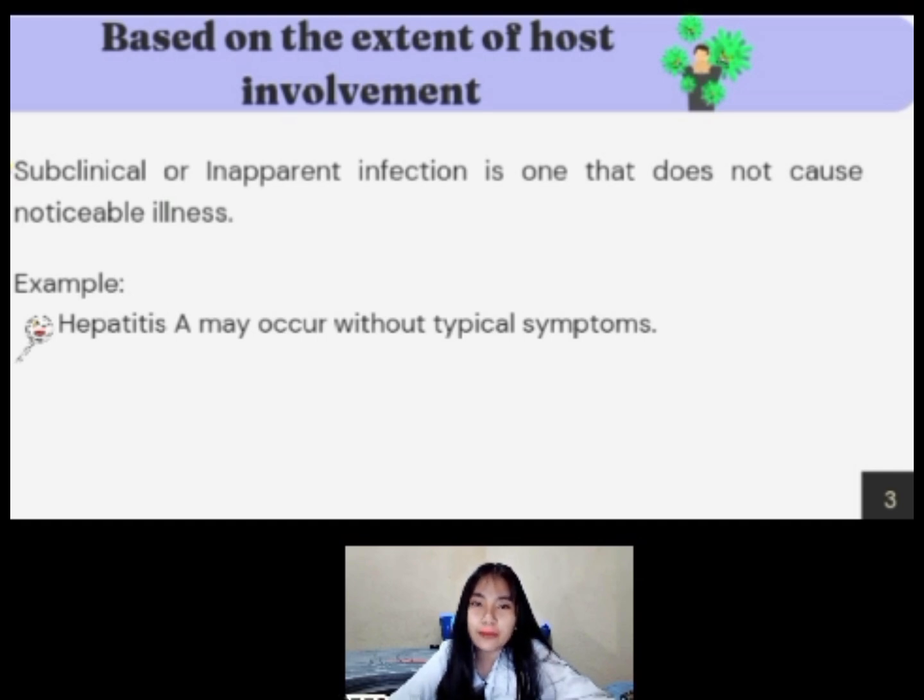Lastly, we have subclinical or inapparent infections. These infections do not cause noticeable illness or symptoms, making them challenging to detect. Ito yung mga sakit na mahirap alamin. An example is hepatitis A, which can occur without the typical symptoms associated with the disease.